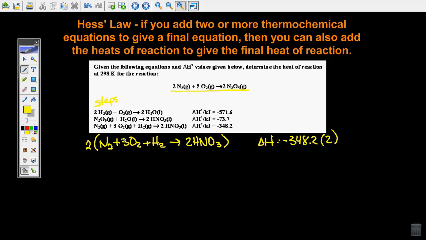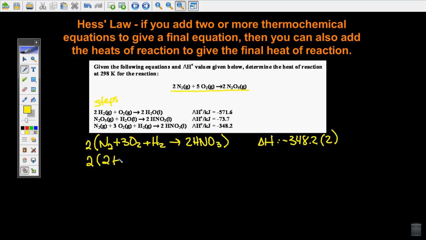Okay. Now, I need two N2O5s on this side over here. Well, it's over here. So what I need to do is I need to flip it. And I also have two of them, so I need to multiply it by 2 and flip it. So I'm going to flip my equation around. I'm just going to write it backwards.